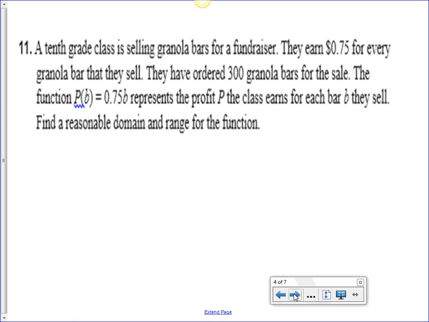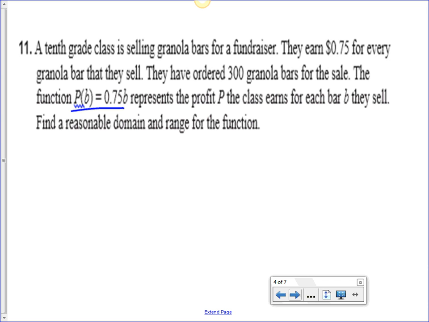Okay, so a word problem type that you might see. It says a 10th grade class is selling granola bars for a fundraiser. They earn 0.75, or 75 cents, for every granola bar they sell. They order 300 granola bars for sale. The function P of B is equal to 0.75B represents the profit the class earns for each bar they sell. Find a reasonable domain and range.